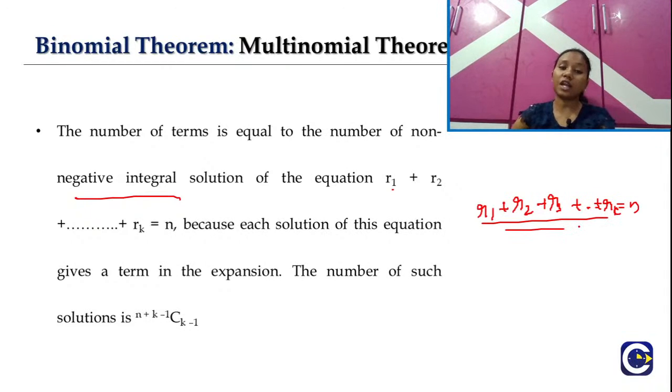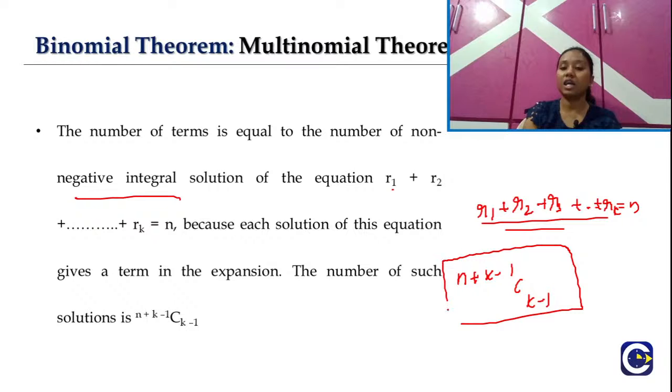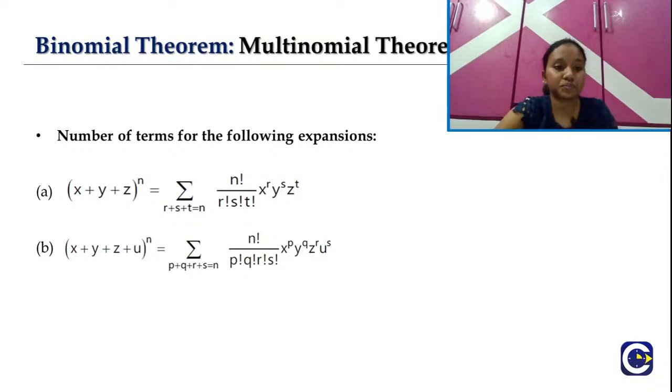We have learned the number of non-negative integral solutions in our permutations and combinations. So what will be the answer? It will be n plus k minus 1 C k minus 1. These are the number of non-negative integral solutions of the given equation. This one we have already learned in permutations and combinations, so there is nothing new here.